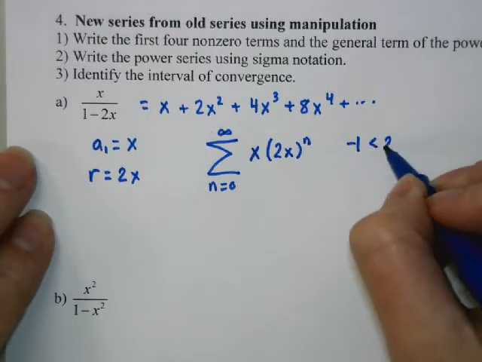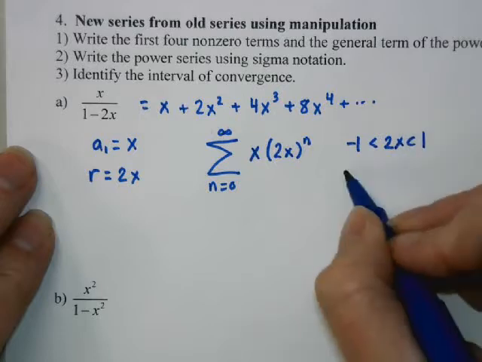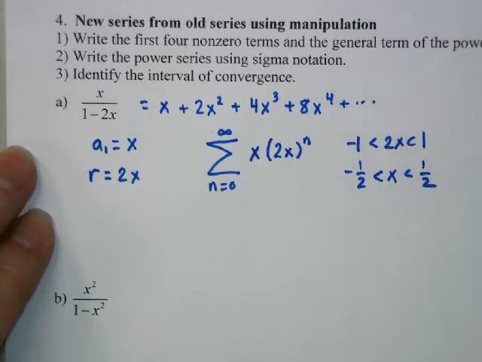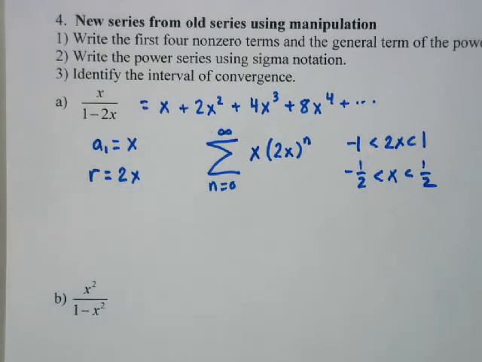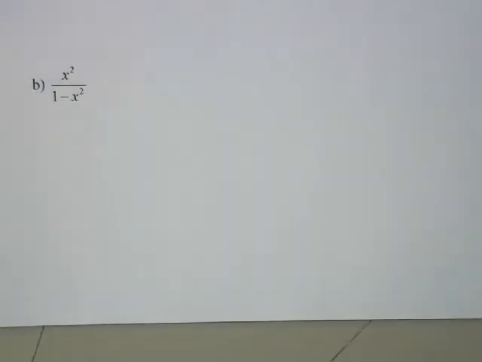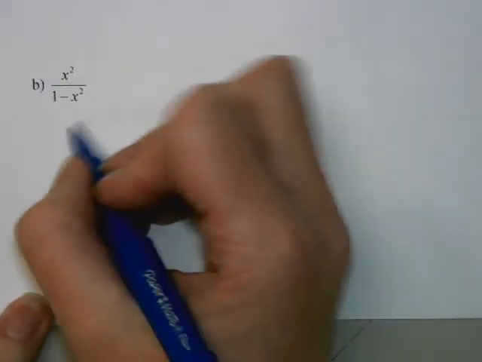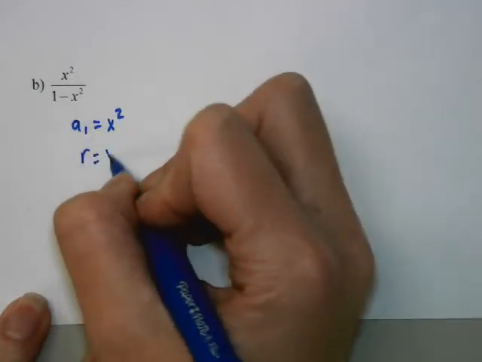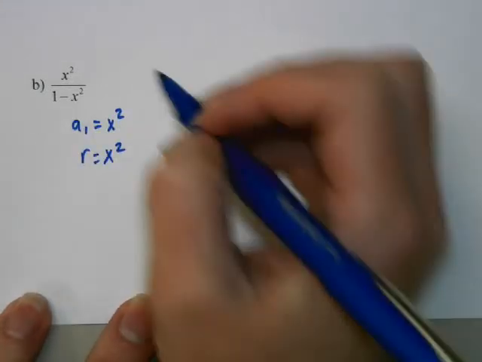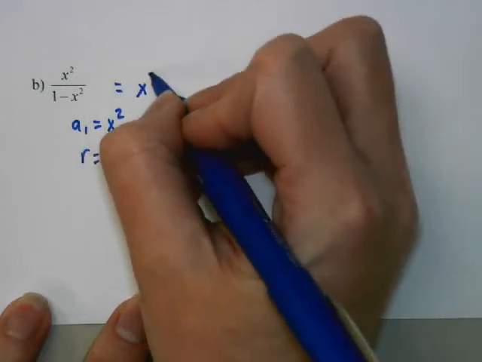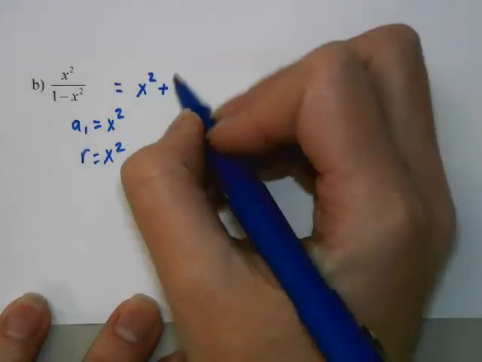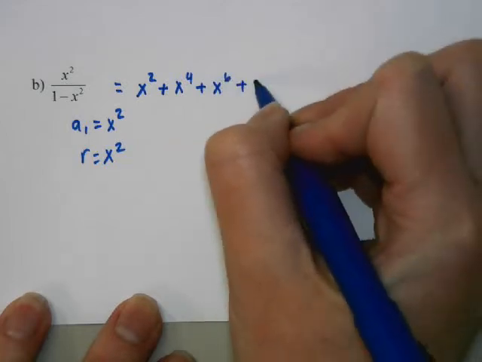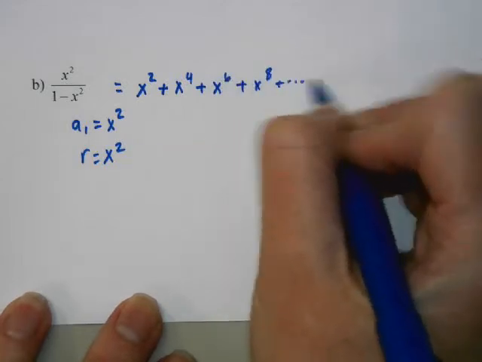My interval of convergence is between -1/2 and 1/2. Alright, a1 is x squared, r is x squared. This is going to be x squared plus x to the fourth plus x to the sixth plus x to the eighth.